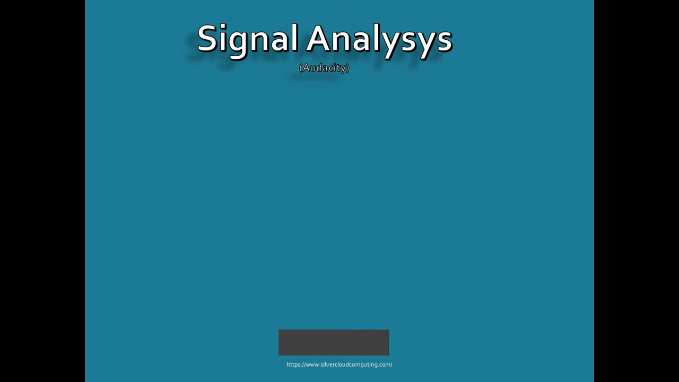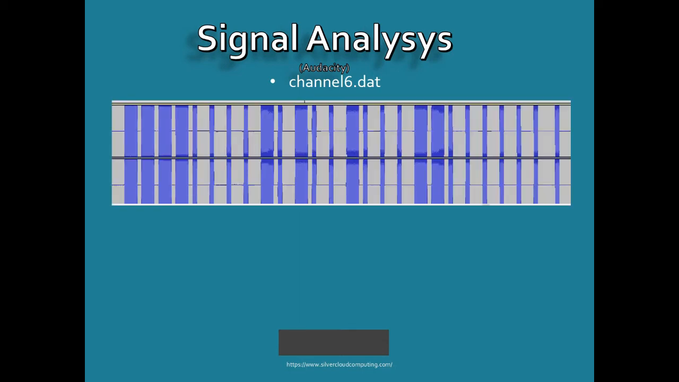So for building on what we just did, doing a little bit of signals analysis using Audacity. Again, we captured 2 files, the channel 6.dat file, and if you bring up Audacity, it's going to look something like that. A bunch of fat pulses and skinny pulses. And we also captured it in a format called channel 6.wave. It's just a WAV file.